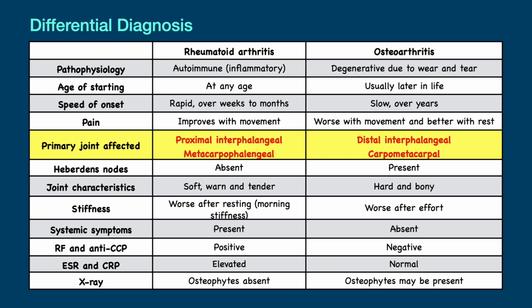Rheumatoid arthritis typically affects the metacarpophalangeal and proximal interphalangeal joints symmetrically. Psoriatic arthritis affects the distal interphalangeal joint and tends to be asymmetrical. This table shows the differences between rheumatoid arthritis and osteoarthritis.